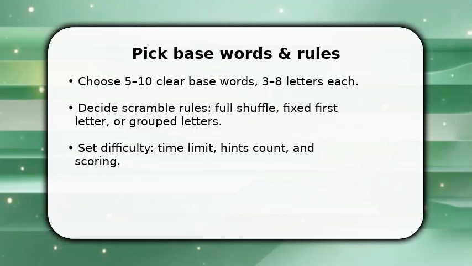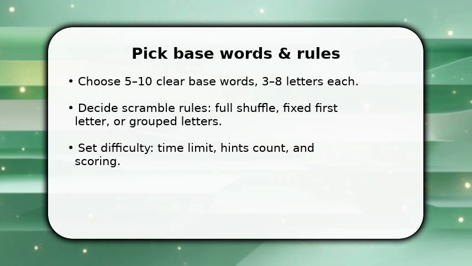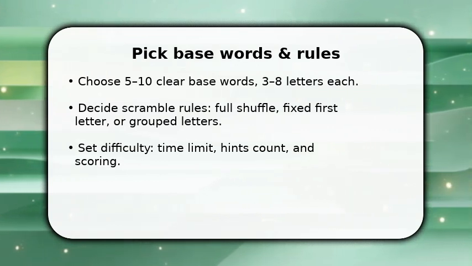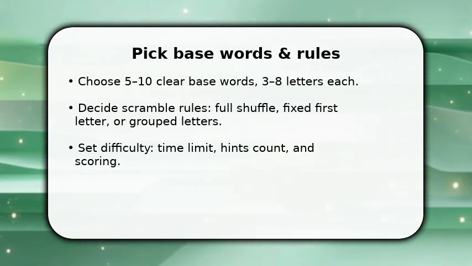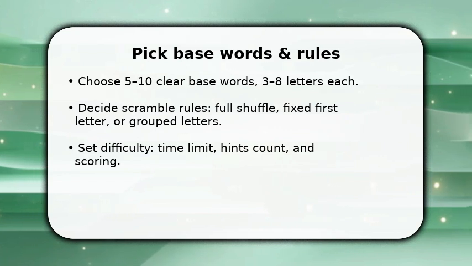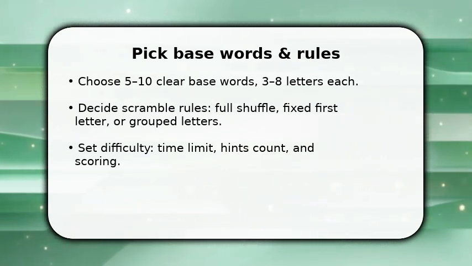You start by choosing a compact set of base words and the scrambling rules because these decisions define player experience. Pick 5-10 words, each 3-8 letters, then decide whether to fully shuffle letters or lock one letter in place. Once done, set difficulty via time limits and hint counts so the game scales.